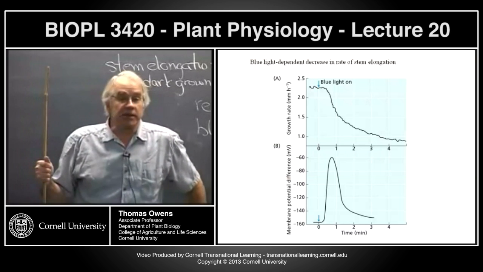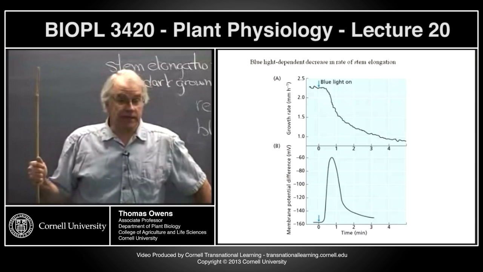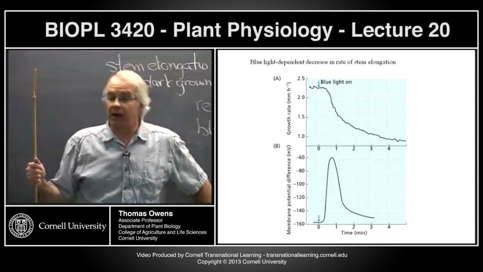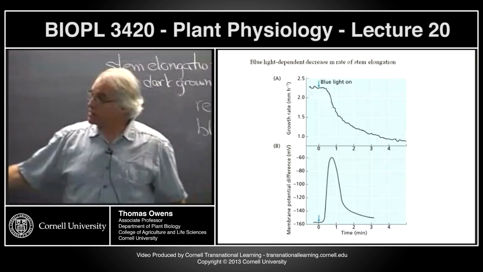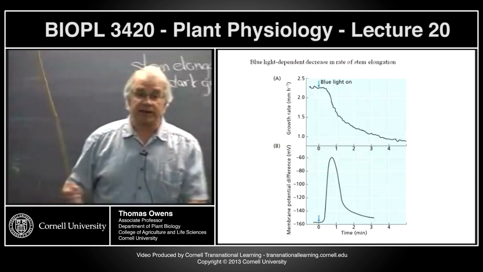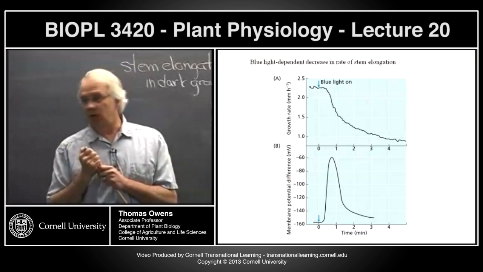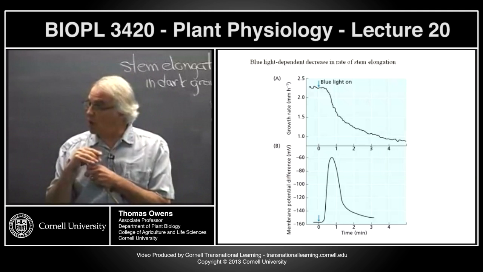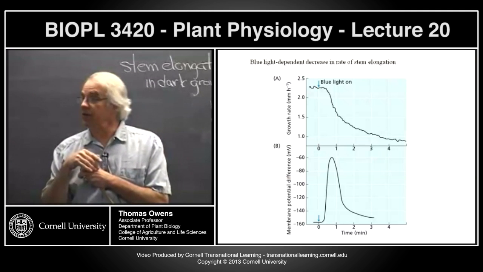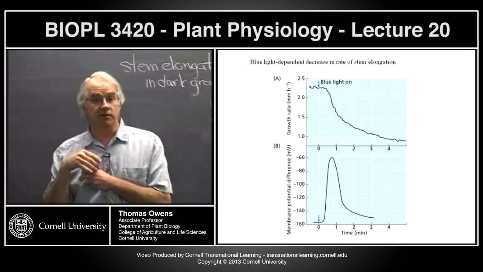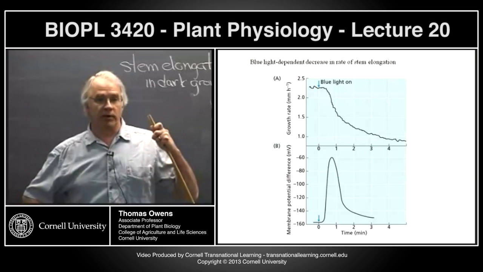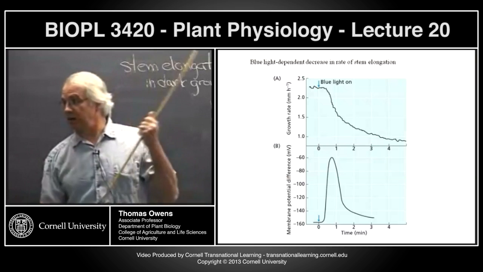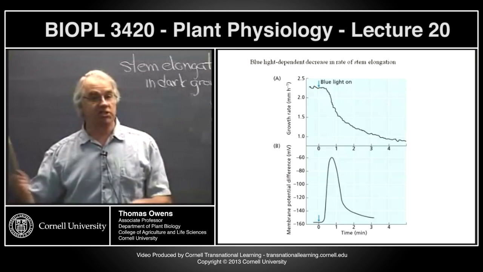Now, another thing that people have observed in the cells whose growth rate responds to blue light is a blue light dependent change in membrane potential. So if we see the membrane potential going from minus 150 millivolts up to minus 60 millivolts, what does that tell us is going on? What is the endpoint of the signal transduction pathway that's causing these changes?